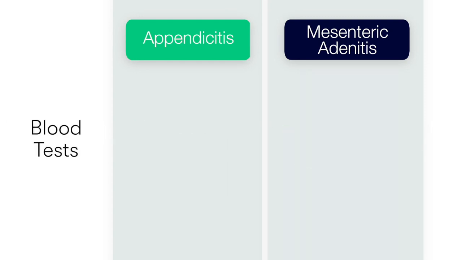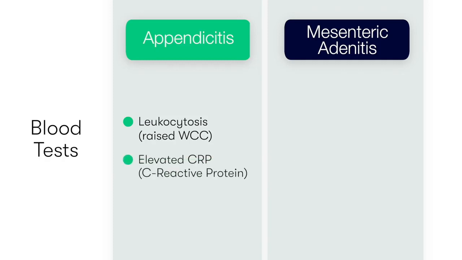Regarding blood investigations, patients with appendicitis often have a leukocytosis and a raised CRP, whereas these are pretty much normal in patients with mesenteric adenitis.